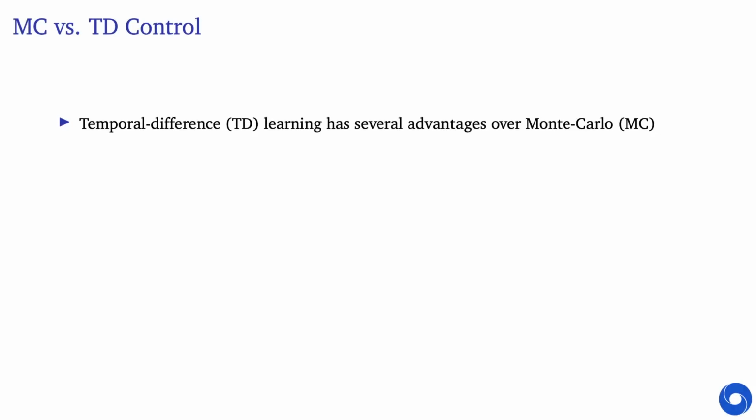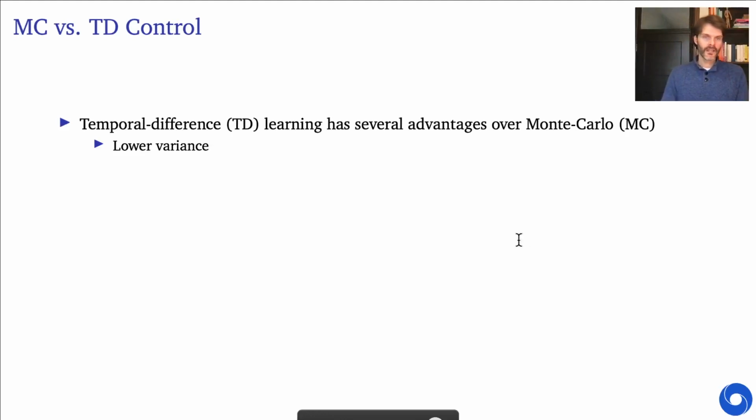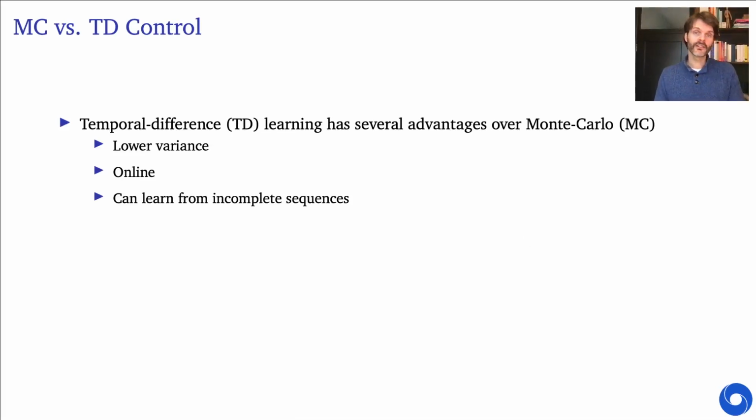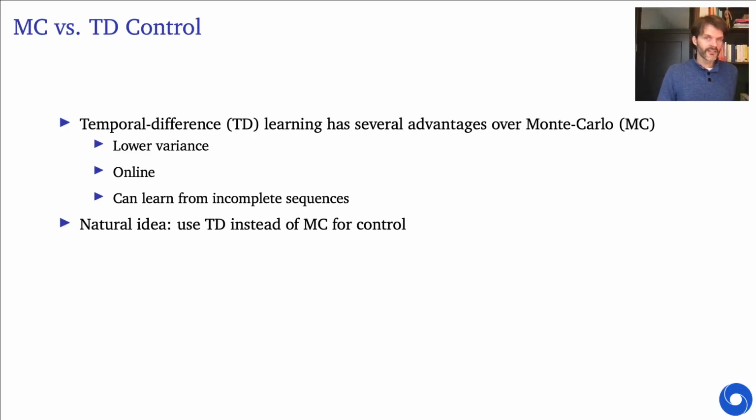So to recap, temporal difference learning has several advantages over Monte Carlo learning. It has lower variance in the updates, it can be used online, and it can also learn from incomplete sequences, which also means that, for instance, if the episodes are really long, or if you only have exactly one episode in your whole lifetime, temporal difference learning can still learn, whereas Monte Carlo would not be able to learn during the episode.